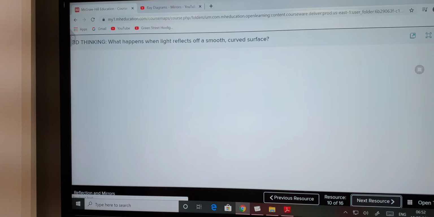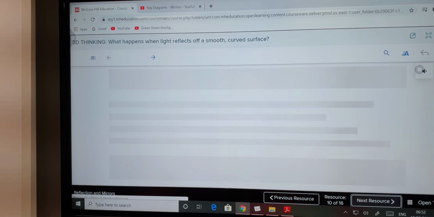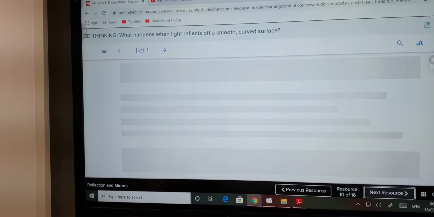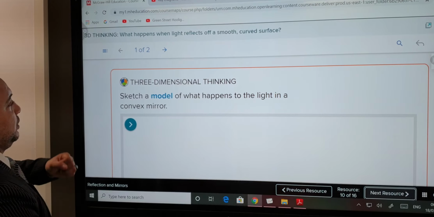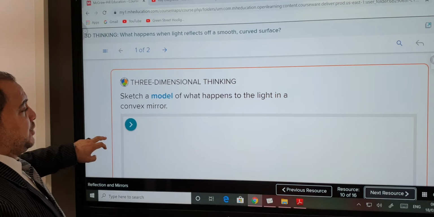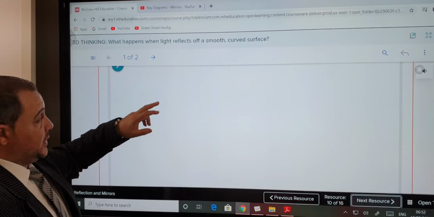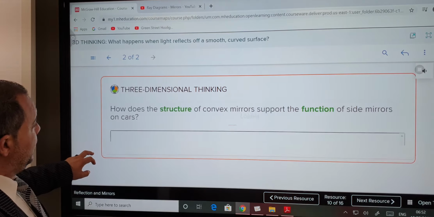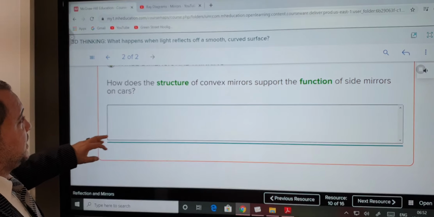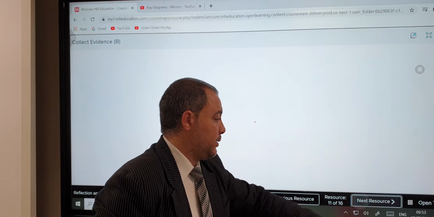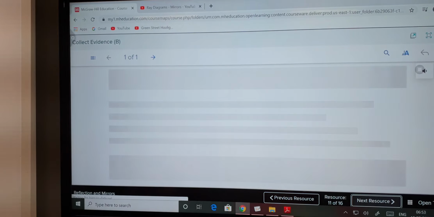After that, inshallah, we are going to make a model of what happens to light in a convex mirror. This is explained, the words are explained, and this is explained.